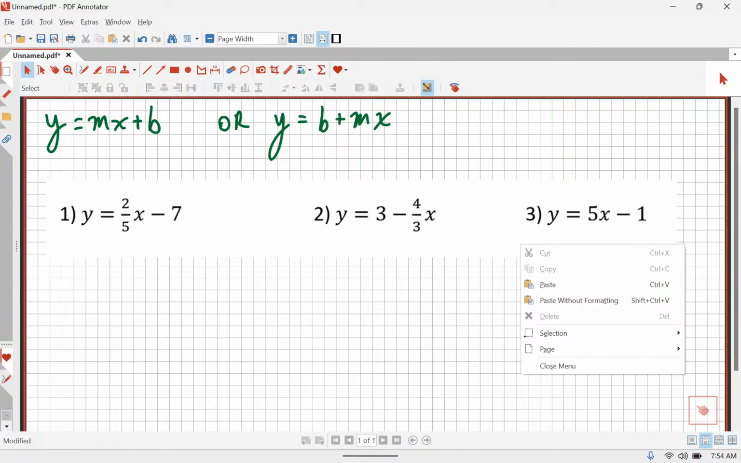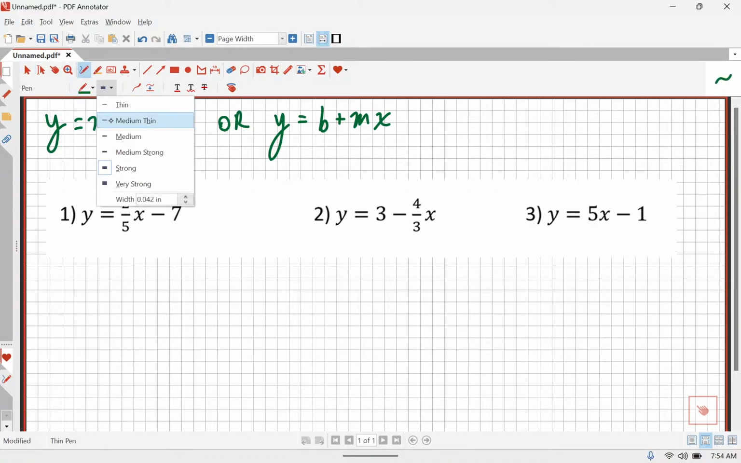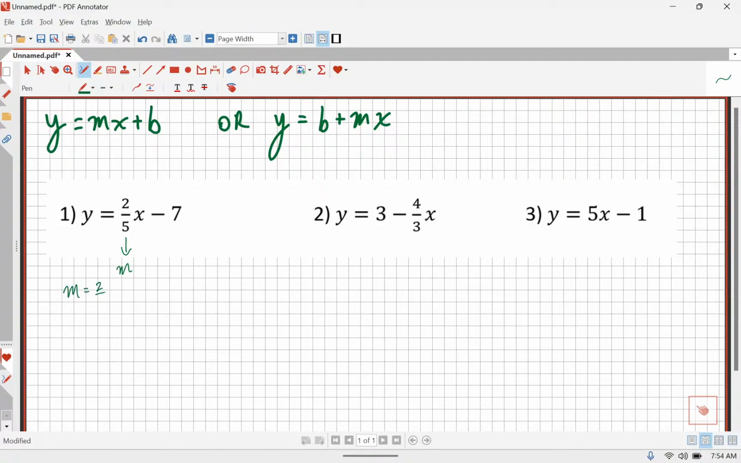Audrey, which part of number 1 is like m? 2/5 or -7? That's right. 2/5, that number that is stuck to your x, that is your m. You might say m equals 2/5. Beautiful. And then, Audrey, which part is your b? Yeah, that's your b. That's your -7. Now, what we do with that information, we're going to talk about that in a little bit, okay? But for now, all I need you to do is to be able to identify which part is your m and which part is your b.